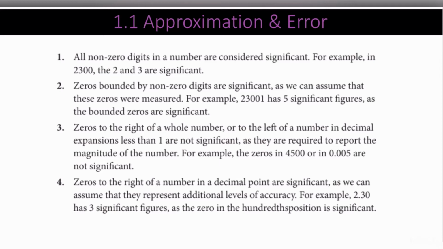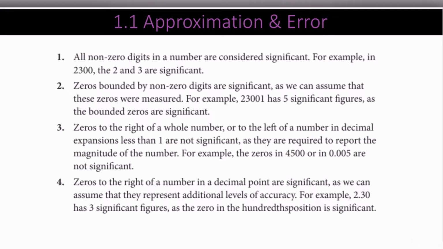Let's go over the rules for significant figures. Number 1, all non-zero digits are considered significant. So in any number, if you have something like 2,467, this is going to have 4 significant figures. If we have the number 2,300, the 2 and the 3 are significant because all non-zero digits are automatically significant.